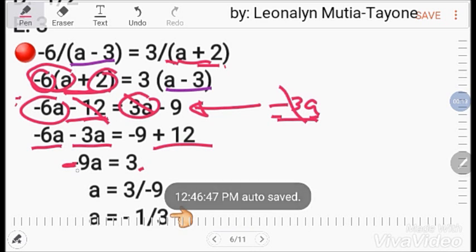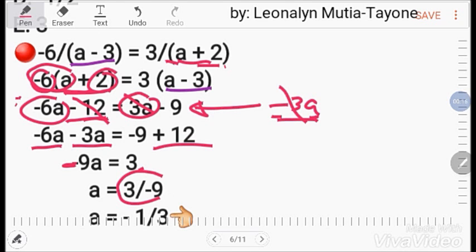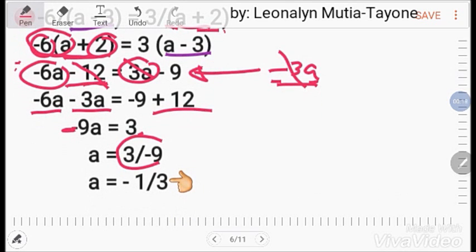So, i-transpose mo itong si negative 9, ito na siya, and ito na yung final answer. Kasi ginawa mo lang siyang lowest term.